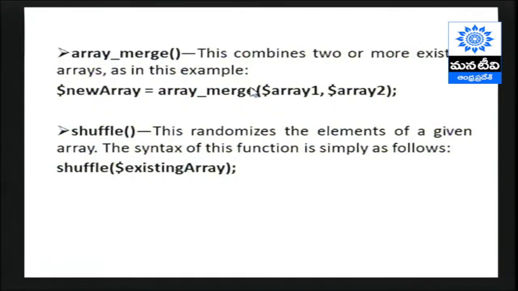For example, if we want to change the elements' location, or otherwise the elements' position, PHP provides us a function called shuffle, which randomizes the elements of a given array so that the elements will be rearranged in a random order. The syntax of this function is shuffle, existing array.